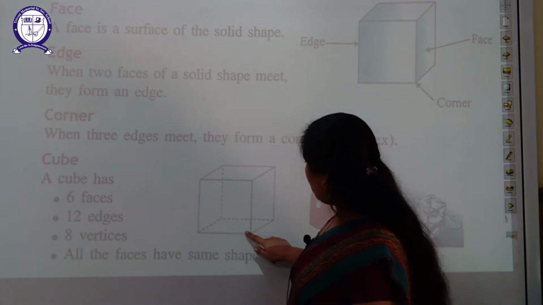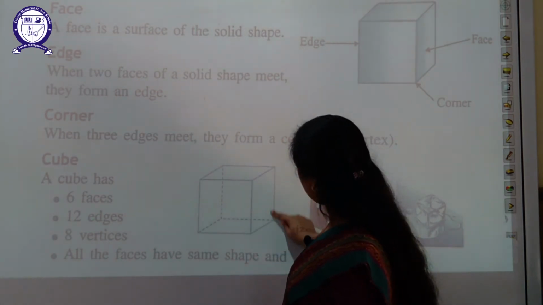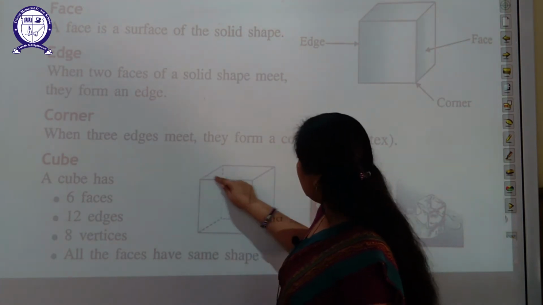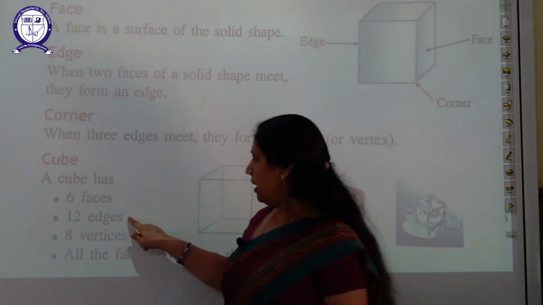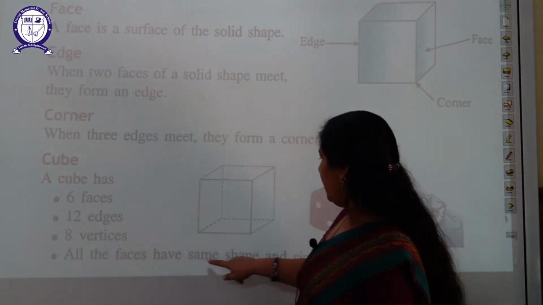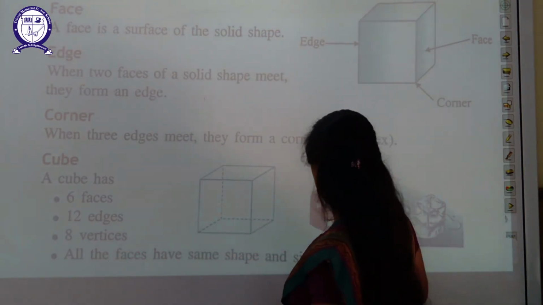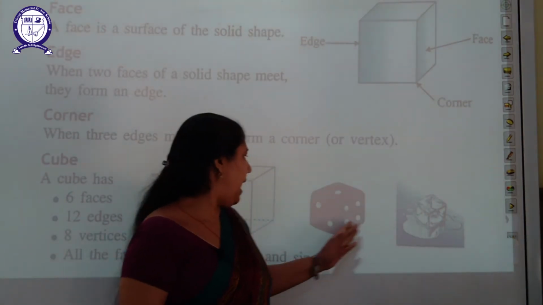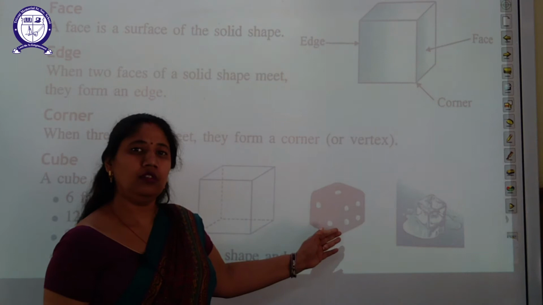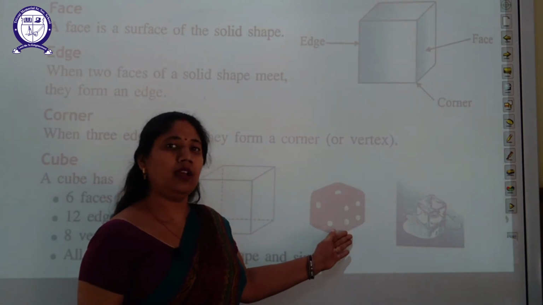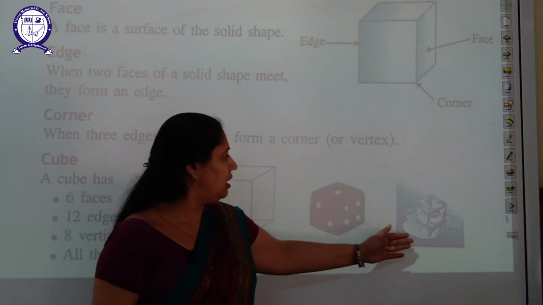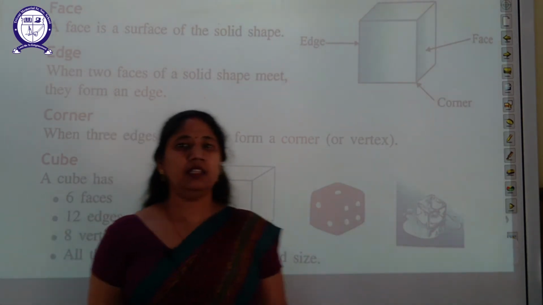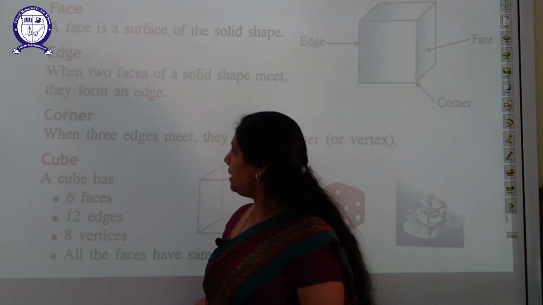1 edge, 2 edge, 3 edge, 4 edge, 5 edge, 6, 7, 8, 9, 10, 11 and 12. So there are 12 edges. All the faces have same shapes and size. Look here, ice cube and dice. You already look here beta. You have to know about these things. These are the examples of cube. These are the cuboid objects.